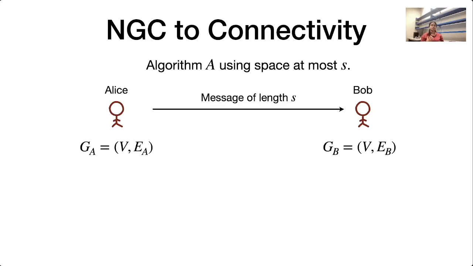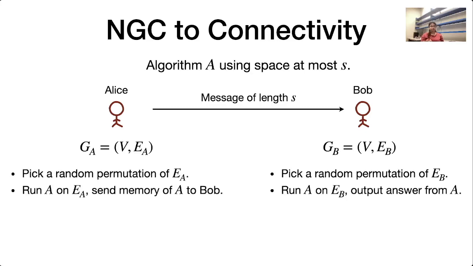So let's see how you can use an algorithm in random order streams for connectivity to solve this problem. Here, if you have an algorithm which uses space at most s, what Alice can do is pick a random permutation of EA, run this algorithm A on this edge set, and send the memory state of A to Bob. What Bob can do is again pick a random permutation of EB, run this algorithm on this order of EB, and output the answer from A.